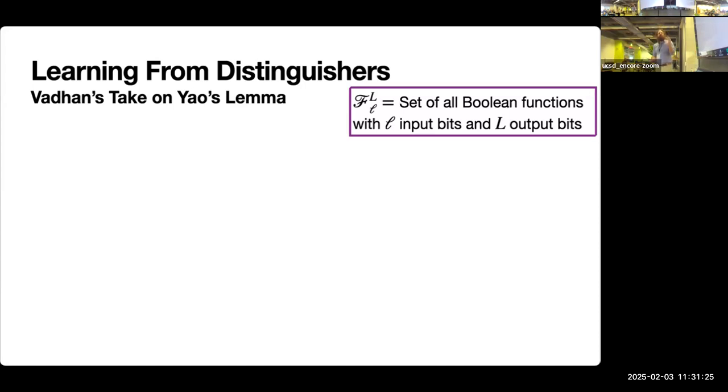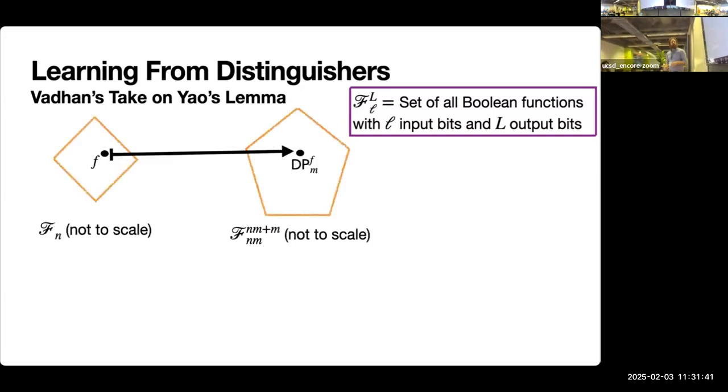A little bit more notation. F sub curly L to the big L is the set of all Boolean functions with little l input bits and big L output bits. We call the relationship between this little l and this big L the stretch of a generator. Let's say, for reasons, we wanted to take a certain amount of input bits and stretch that to a longer amount of output bits.